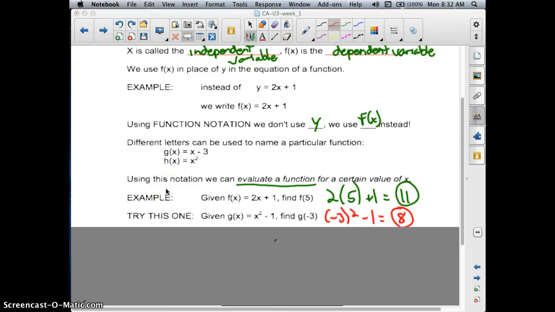How'd you do? I suspect some of you didn't put parentheses around your -3. If you didn't, your calculator, if you used it, actually gave you a different answer. It's very important when you plug anything in for x that you always use parentheses. Those parentheses happen before you square the -3, because (-3) squared means -3 times -3, which is positive 9, minus 1 equals 8.